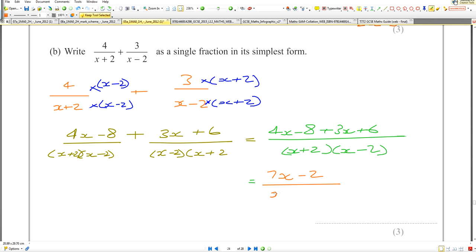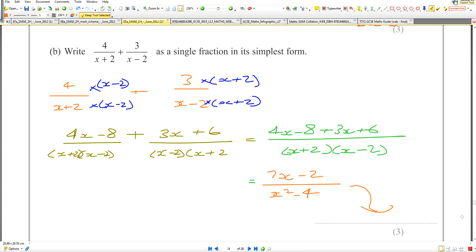X squared minus 4. Something to the square. Okay, what is it? X squared minus 2 squared, isn't it? This is called the difference of two squares. Because look here, x plus 2, x minus 2. When you multiply that, all you get is x squared minus 4, isn't it? So we've got 7x minus 2 over x squared minus 2 squared, which can be written as 4. So let's make it into 4. Done. That goes here. Are we happy with that?